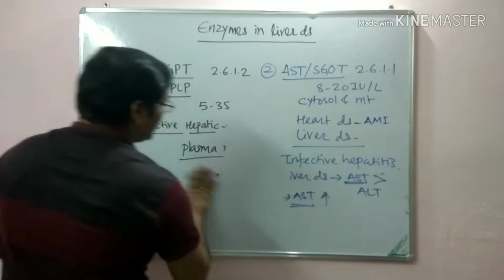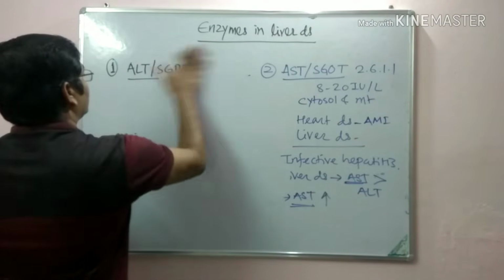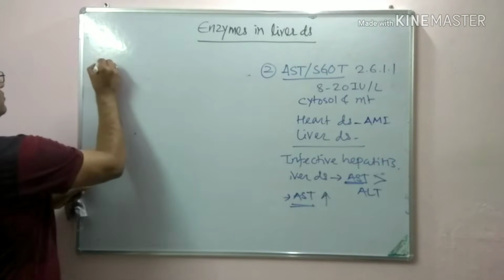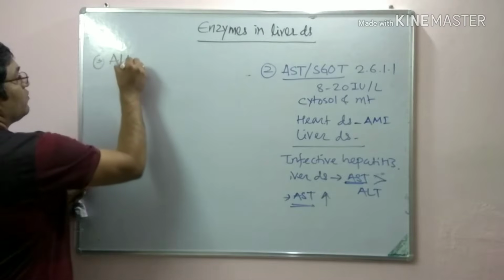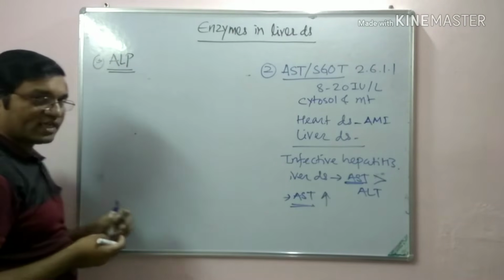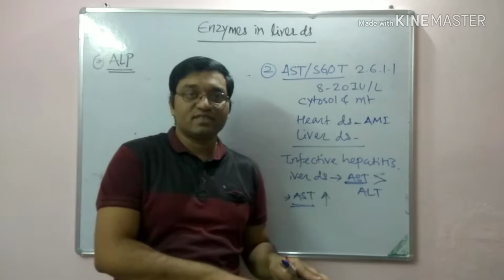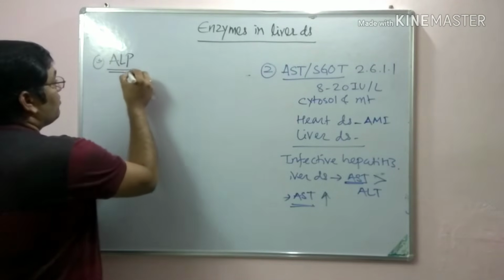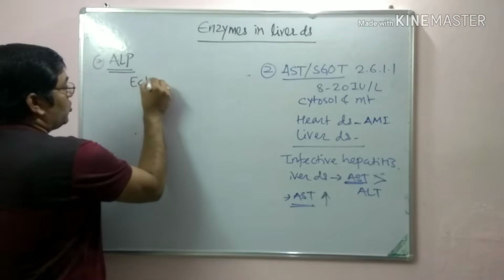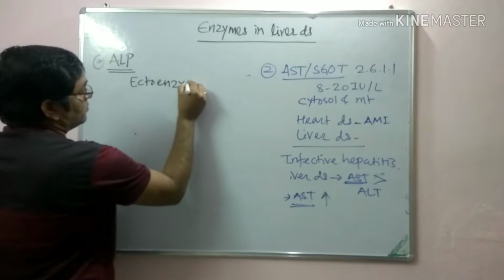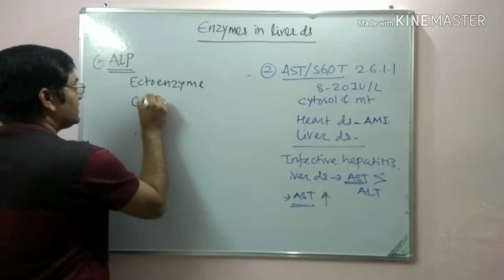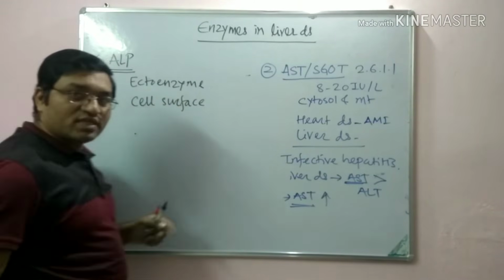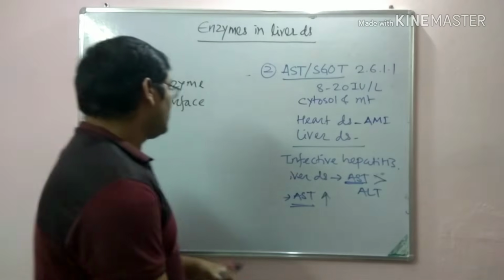Now coming to the third, that is alkaline phosphatase. Alkaline phosphatase is an important enzyme to differentiate between hepatic disease and obstructive pathology. The important part is this is an ectoenzyme present on the cell surface. There are 6 isoenzymes of ALP.